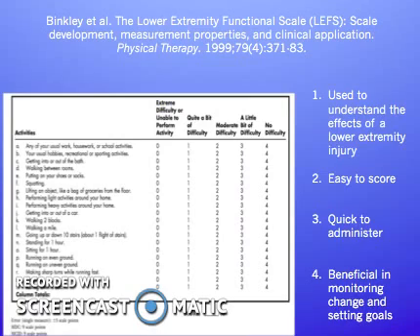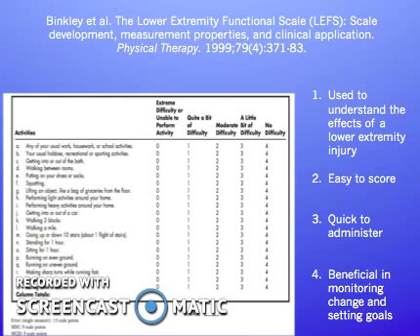And finally, I looked up the original article of the Lower Extremity Functional Scale, which is a patient-rated outcome tool that is used to understand the effects of a lower extremity injury on activities of daily living. It's super easy to score. It's out of 80. It's only 20 questions, scored 0 to 4, 0 being extreme difficulty or unable to perform the activity, and 4 being no difficulty. So it's super easy to score. It's really quick to administer. I used it on one of my patients once, and it took no time at all. It's super beneficial in monitoring change and setting goals.